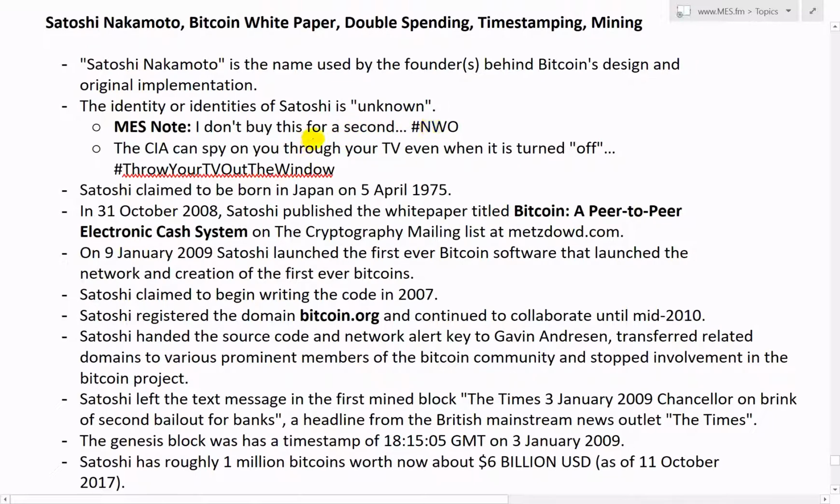My note: I don't buy this for a second, hashtag. I'll explain later in a bit. Basically, the CIA can spy on you through your TV even when it's turned off. That's one reason, hashtag throw your TV out the window.